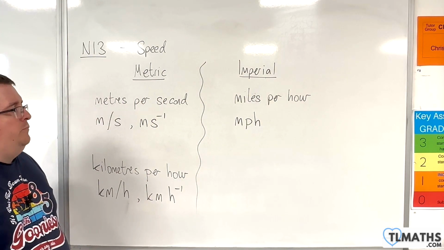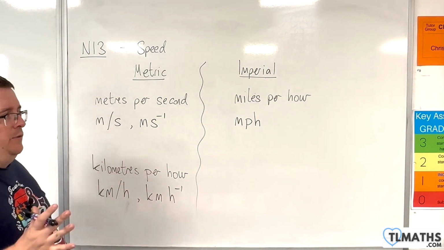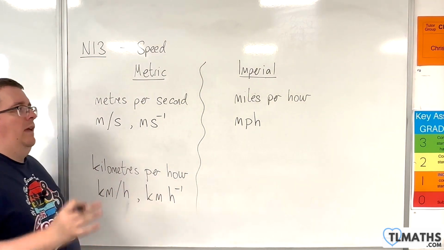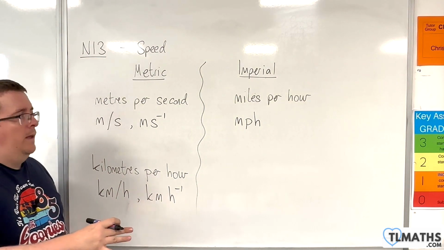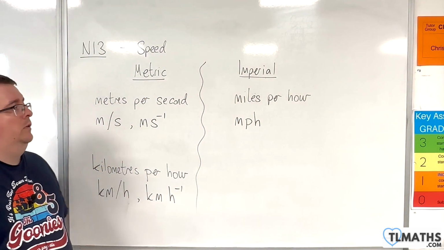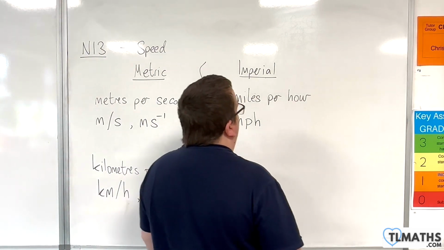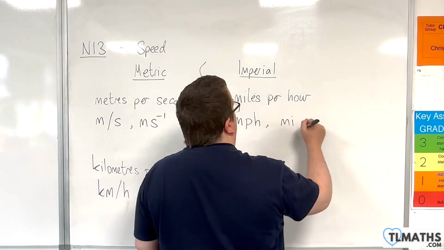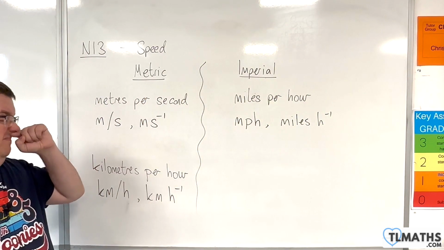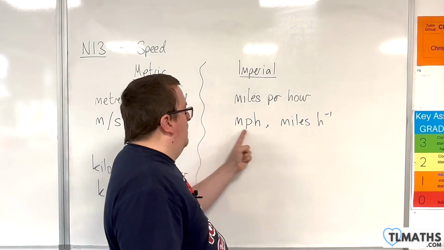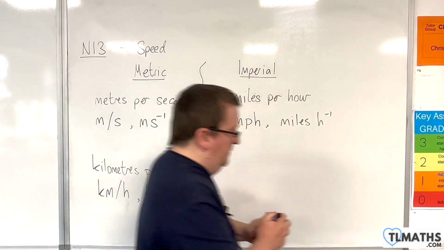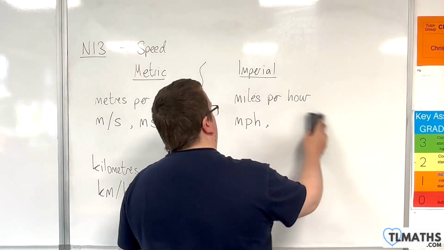Okay? In scientific circles, this isn't particularly good because m is usually representing meters, okay? But you quite often will see mph being used. But you could also say miles per hour like that. But quite often, I think what you'll probably see is mph, or just written out as miles per hour, okay? Don't particularly like that one much.